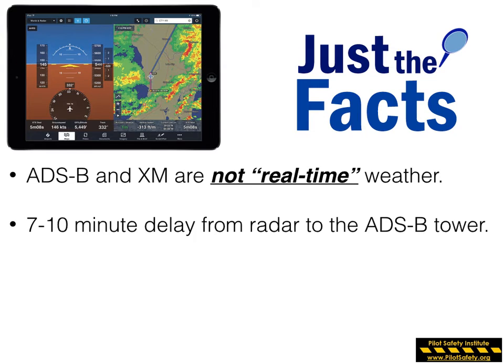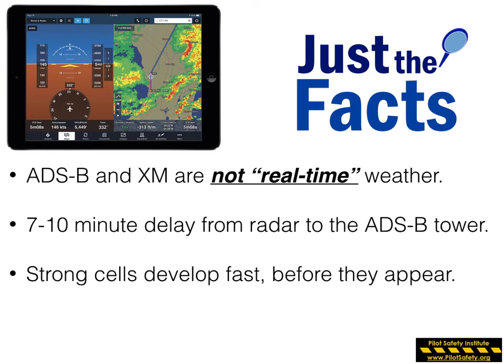Thunderstorms move 20 knots, no problem at all. They vertically develop up to 4,000 feet per minute, and thunderstorm displays on ADS-B, XM, and, well, any internet data can be up to 28 minutes old. So never, ever use a weather display for traffic avoidance.